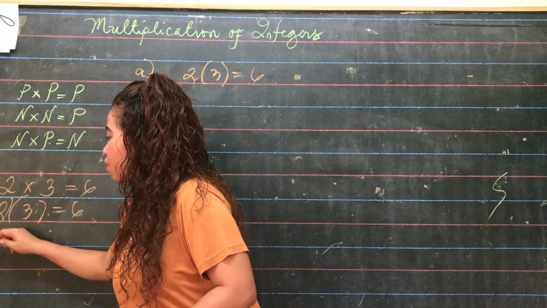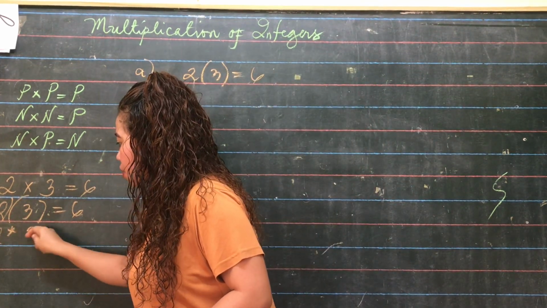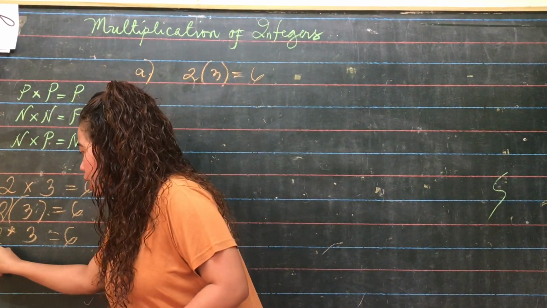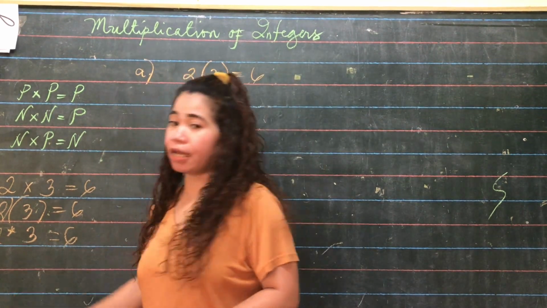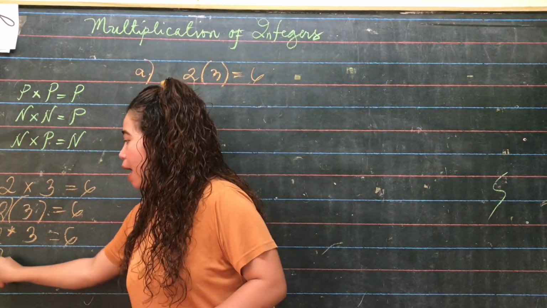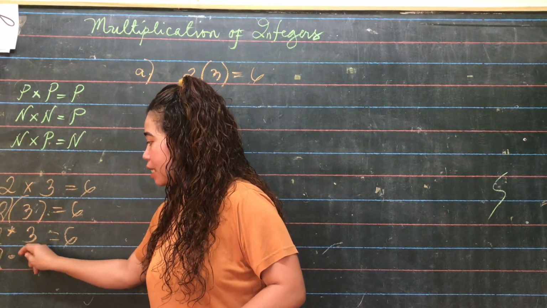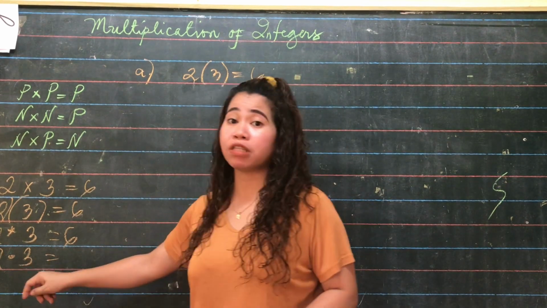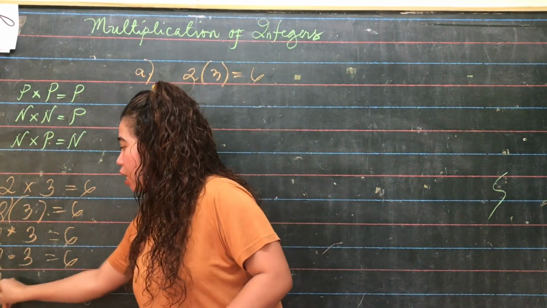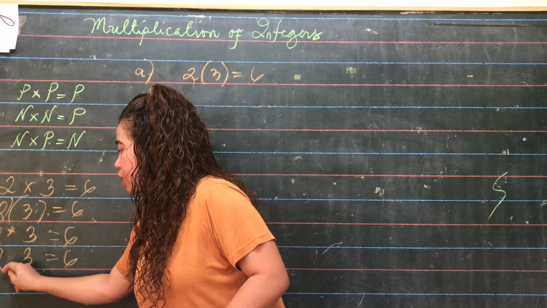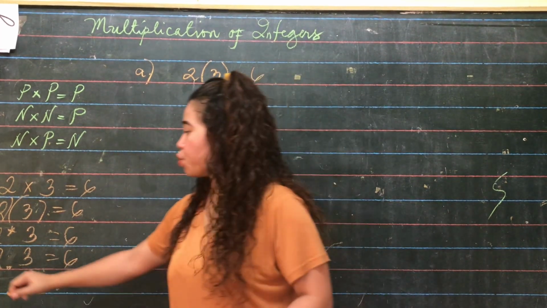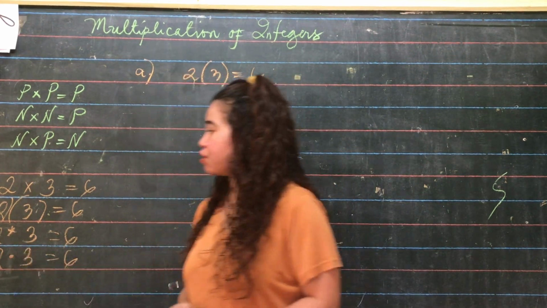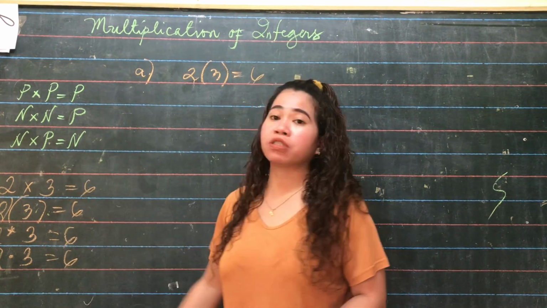Others use an asterisk, 2 times 3 equals 6, still multiplication. And there is also the multiplication dot. For the multiplication dot, we should remember that it must be placed at the very center, so as to identify that it is a multiplication dot. If it is placed at the bottom like this, it becomes a decimal point. So make sure the multiplication dot is at the very center. Those are the symbols for multiplication.